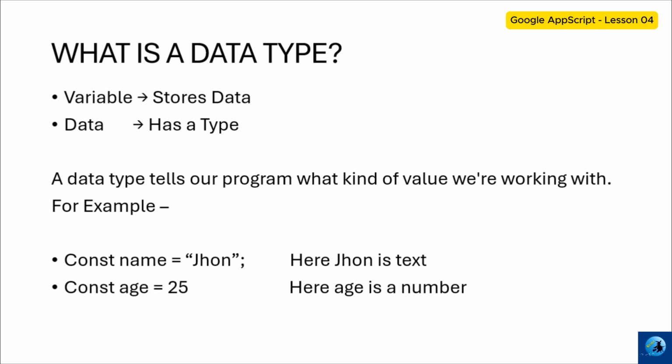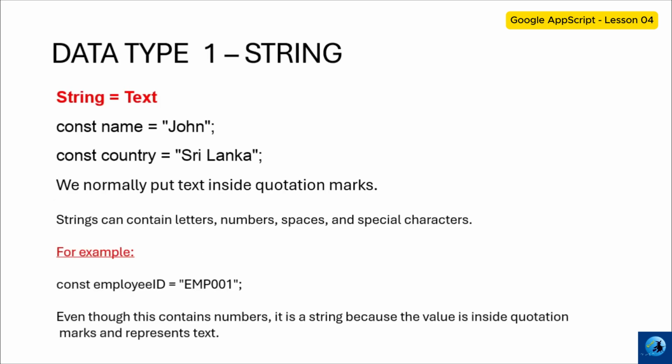Let's look at them one by one. First data type is a string. A string represents text. For example, we have created a variable called name and we have assigned the value John. So the value John is a string. We normally put text inside quotation marks for strings.